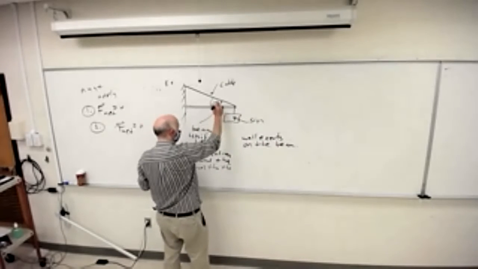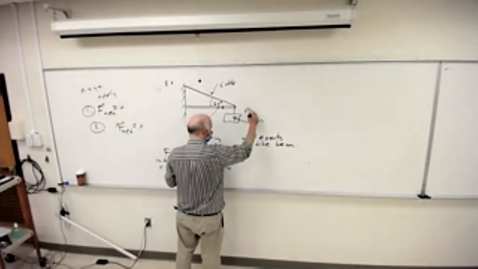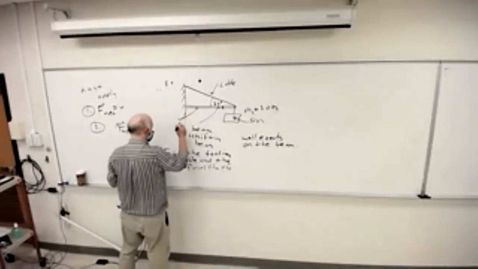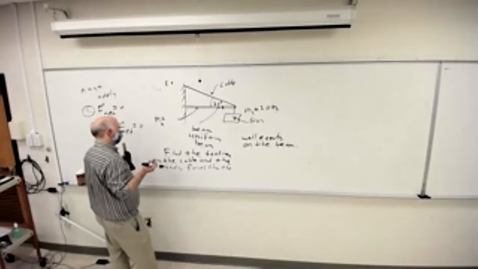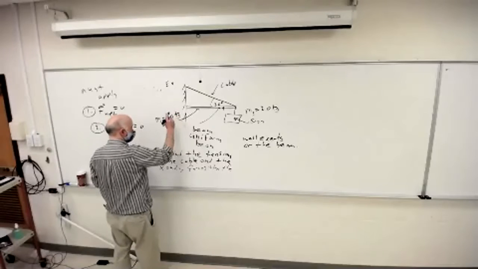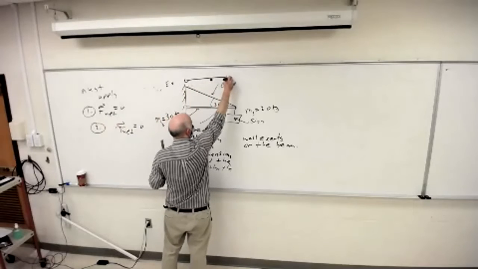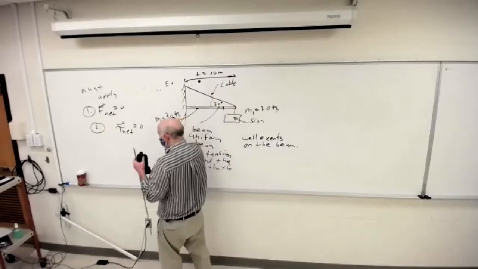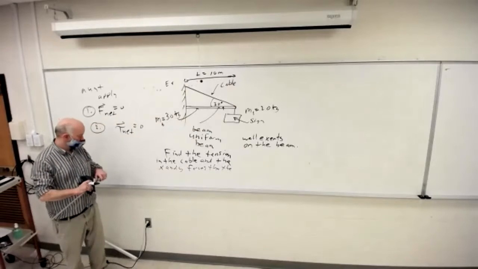Let's say that this is 30 degrees. We need some masses. Let's say the mass of the sign is 20 kilograms, and the mass of the beam is 30 kilograms. And let's say the length of this pole here, the L, is 10 meters. I'm just making these values up. Okay, proceed.